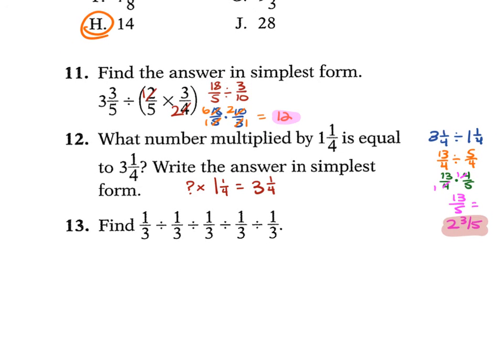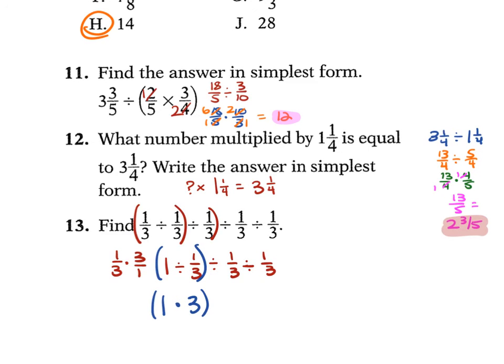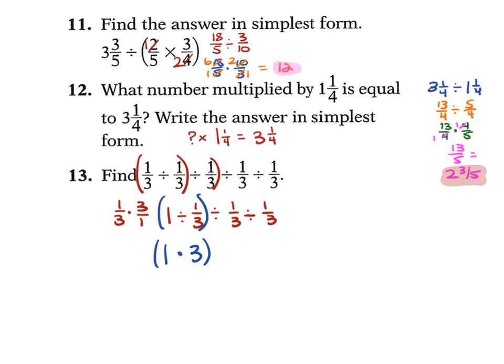For 13, we are finding 1 third divided by 1 third divided by 1 third divided by 1 third divided by 1 third. So I'm going to do this first. So 1 third divided by 1 third is 1 third times 3 over 1. So that's 1 divided by 1 third. So I'm going to do this next. So 1 times 3 over 1, which is 3, or 3 over 1. We then have the divided by 1 third and the divided by 1 third left.